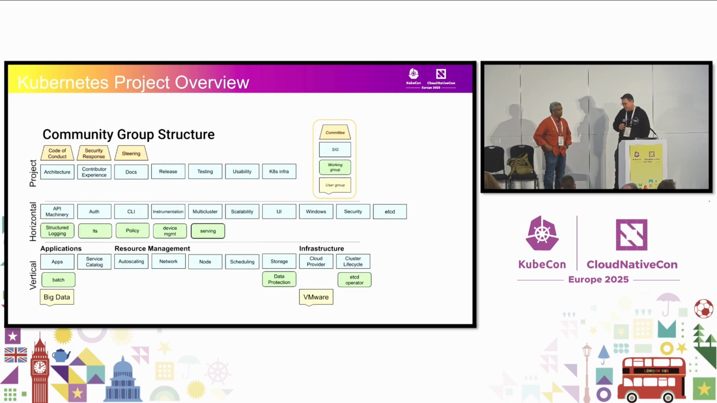But to give an overview of the project, we kind of structure the project is. You want to do this one? Yeah. All right, I caught my breath.